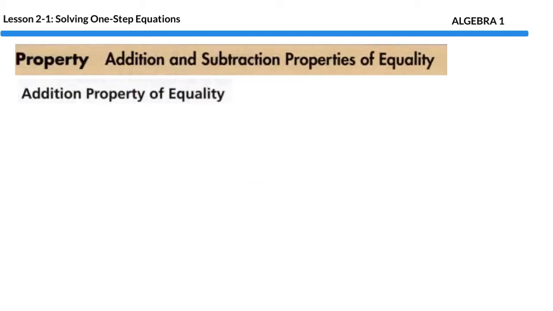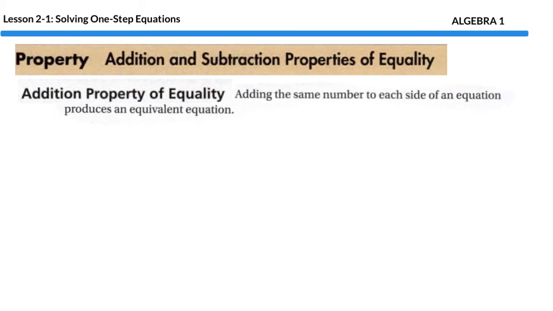Before we jump into solving equations, let us first understand the addition and subtraction properties of equality. What is the addition property of equality? Adding the same number to each side of an equation produces an equivalent equation. For example, in algebra, if A is equal to B, then if I add the same value on both sides of the equation, it will still be equivalent. A plus C will be equal to B plus C.